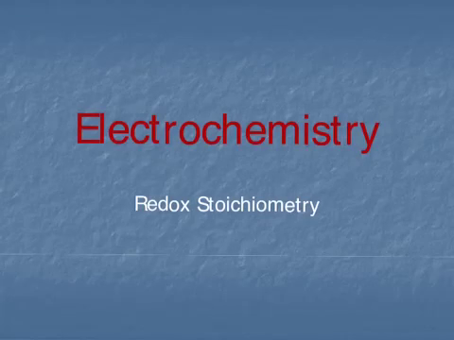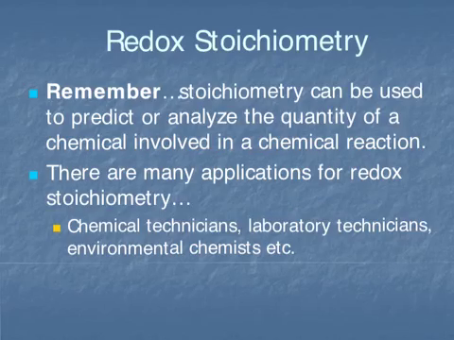In this video, we will look at the steps necessary to do stoichiometry in a redox reaction. But before we start, let's remember that stoichiometry, the calculation of matter in chemistry, can be used to actually predict or analyze any given solution or material. And there are many different applications, so we could do this in labs, techs, hospitals, environmental chemistry, solution chemistry, and even in everyday life as well.